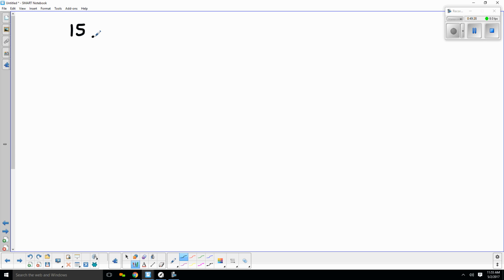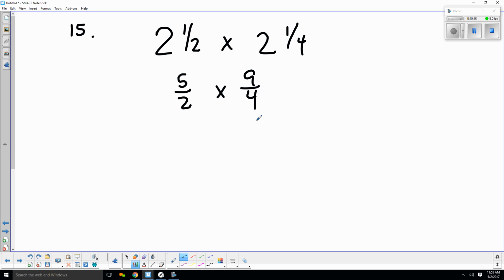15, Tom and Jimmy ran a race. Jimmy ran 2.5 miles, and Tom ran 2 1/4 times as much as Jimmy. So I've got to multiply, change everything to improper. So this is 5/2 times 9/4. Multiply your top, multiply your bottom. How many times will that go in? So it's 5 and 5/8, which is C. Okay?